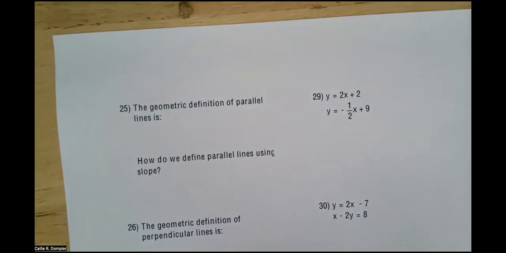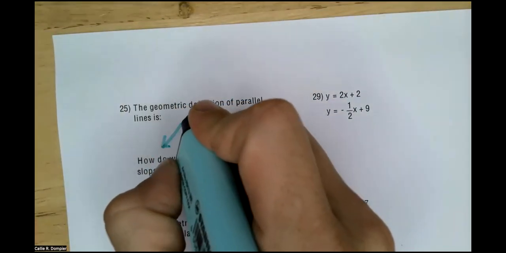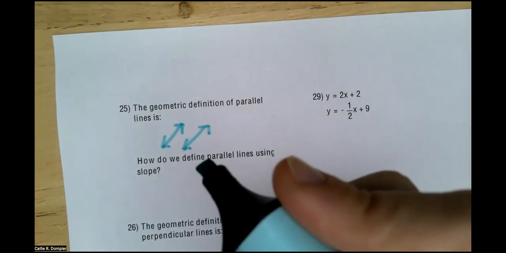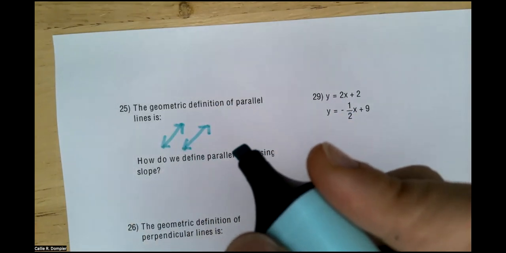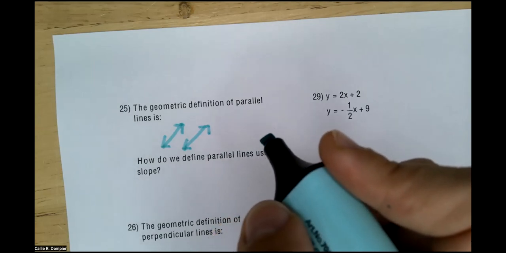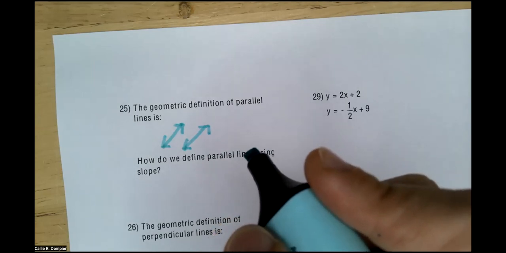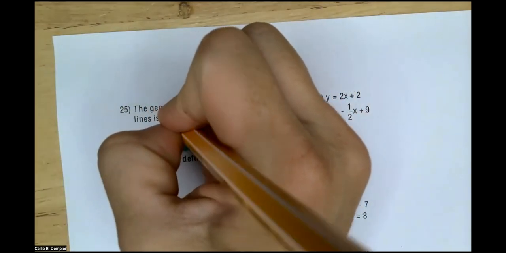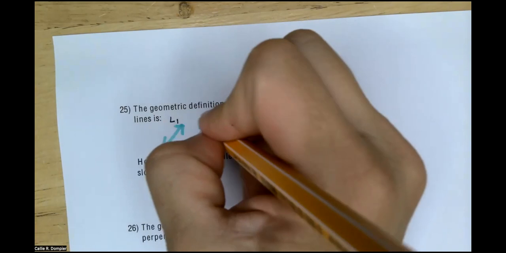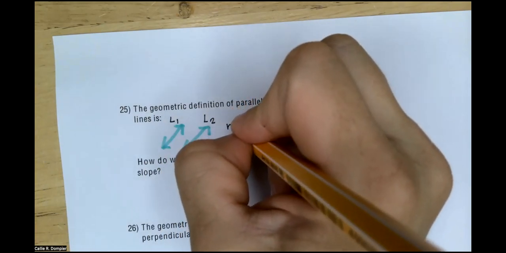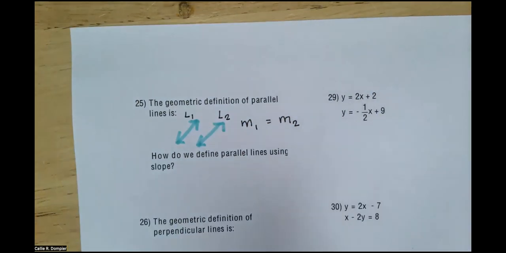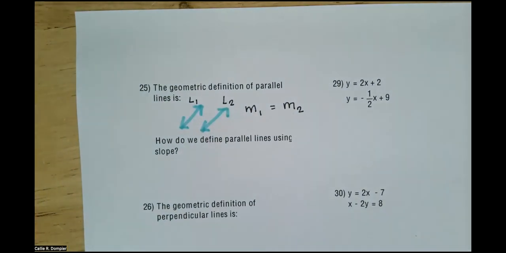Parallel lines are like train tracks. They go forever in the same direction. They will never touch. They never intersect, and the slope is the same. If this is line 1 and this is line 2, then m1 is equal to m2. They have the same slope.